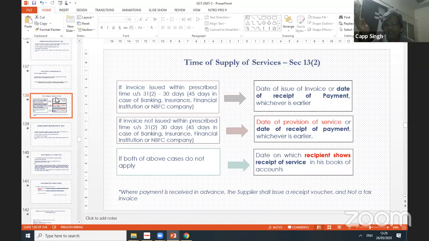In the case of issuance of invoice, in the case of goods, we have to issue the invoice at the maximum at the time of delivery of goods, whereas in the case of services, we can issue the invoice either before provision of service or within 30 days of provision of service. However, in the case of banking, the period is 45 days, etc.